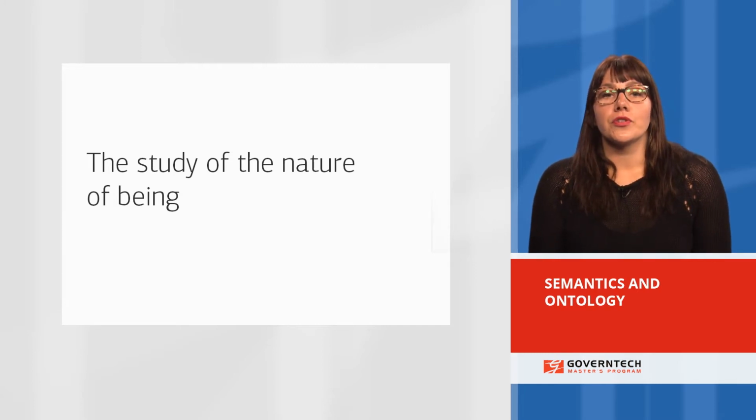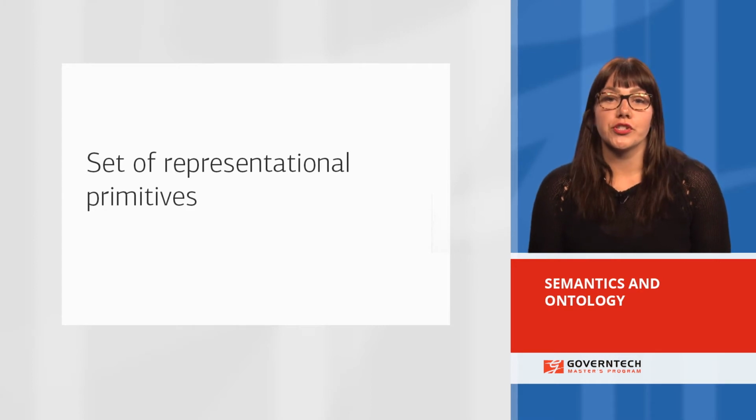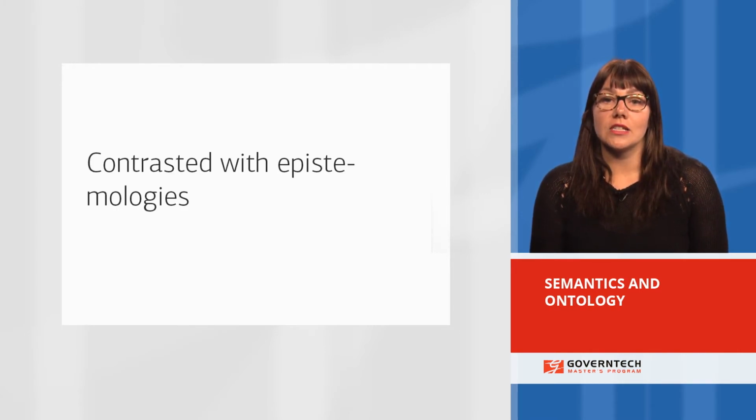This is the description of the concepts and relationships that can exist for an agent or a community of agents. The subject of existence. In ICT's context, it defines a set of representational primitives, classes, relationships, and attributes with which to model a domain of knowledge or discourse. It is often contrasted with epistemology, which deals with the nature and sources of our knowledge.